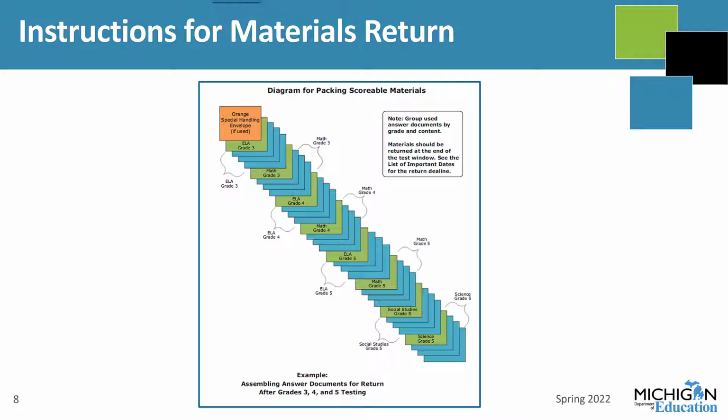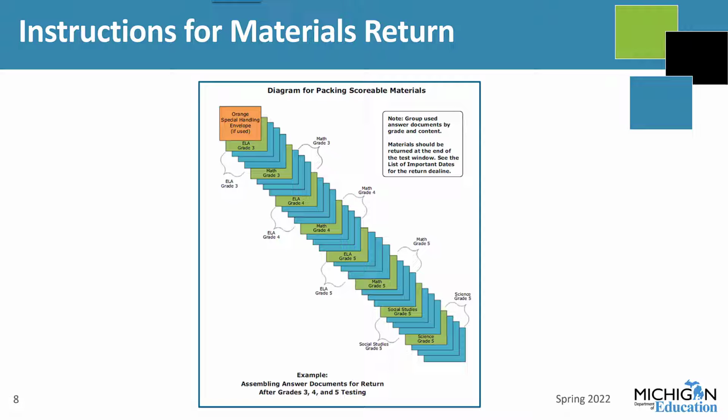There's a diagram in the TAM that shows you how the materials need to be packaged when you're getting them ready to be returned. You'll find this on page 71. The answer documents are packaged by grade and then by content area. So you can see in this image you'll package all of your grade 5 materials with science on the bottom, then social studies on top of that, then mathematics, and then ELA goes on top. You make these grade level stacks and then pack each grade level group.